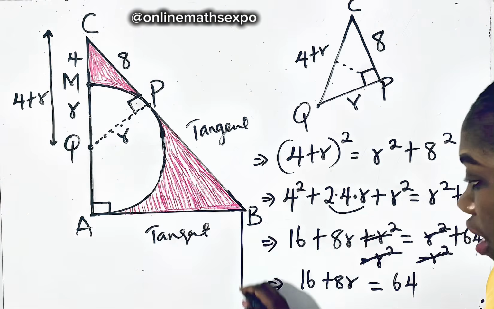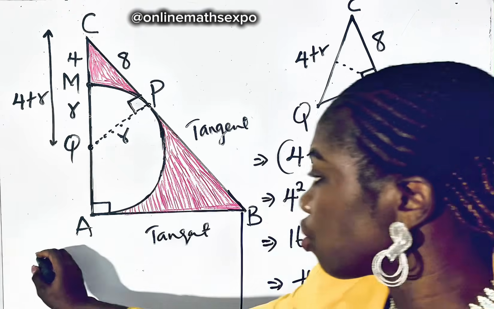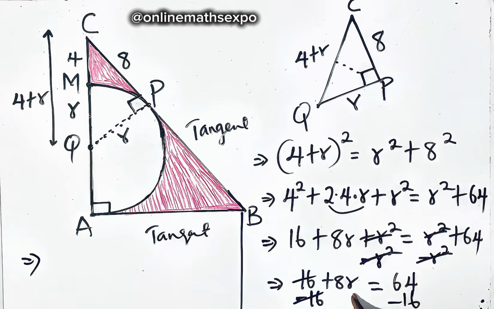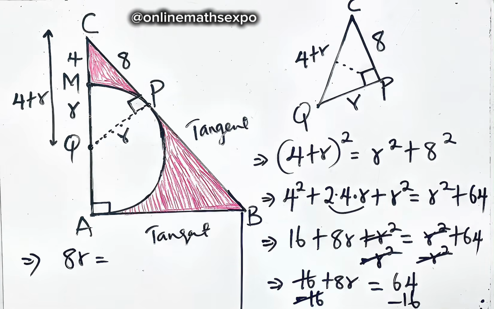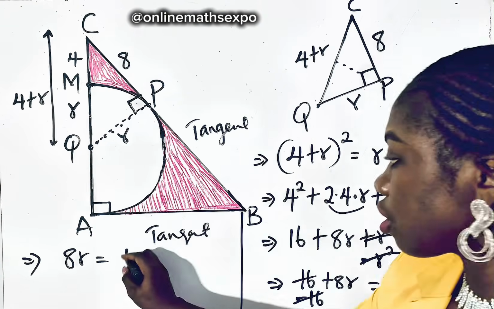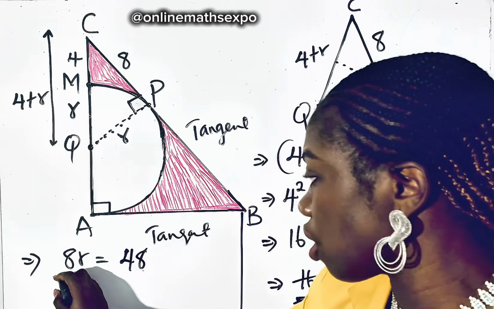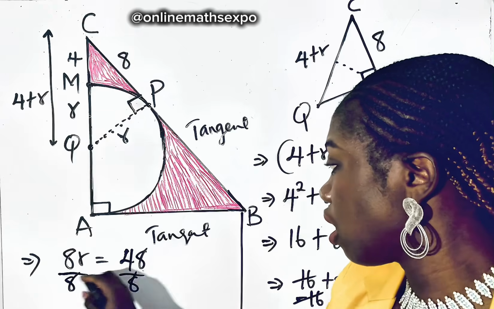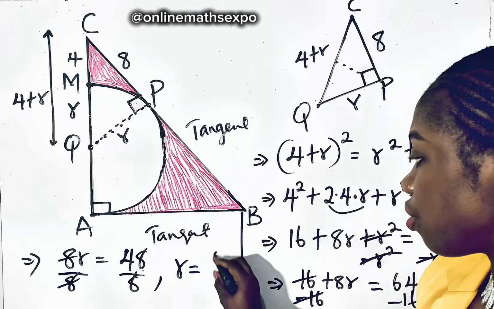So we can write it here. From here, what we need to do is we need to take this 16 to the right. It's positive, you subtract 16 from both sides. When you subtract this is 0. So it's going to give us 8r is equal to, subtract this, it gives us 48. So to get our r, you see that this is the coefficient, divide both sides by 8. And when you do that, we have the radius, divide this, it gives you 6.